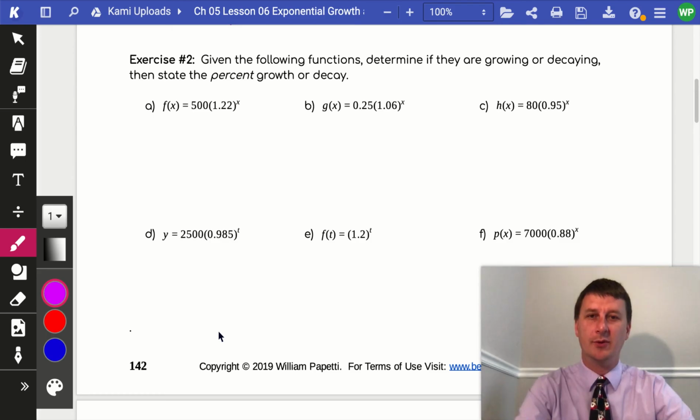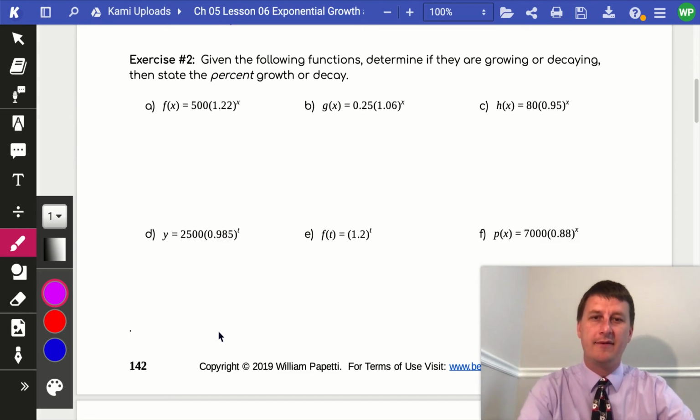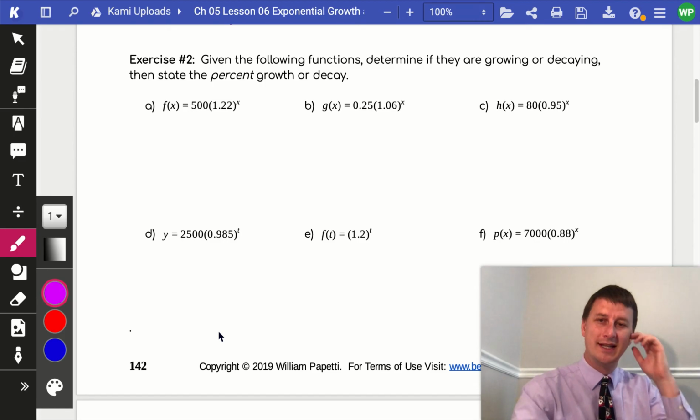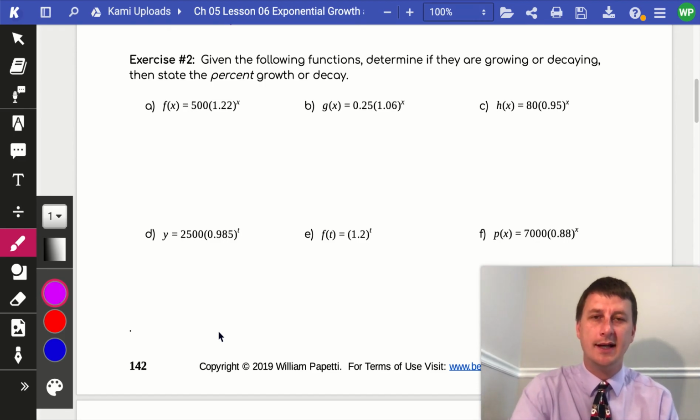You, Algebra 1. And in this video, we're going to be looking at different exponential growth and decay functions. We're going to be determining if they're growing or decaying, and then we're going to state what the percent growth or decay is. So given these 6 functions, let's take a look at one at a time and see what we can do with each of them.